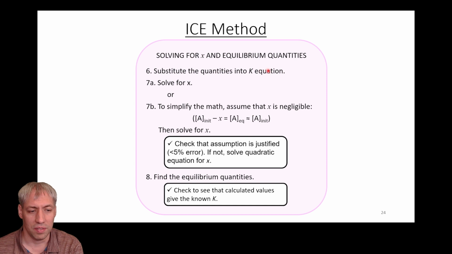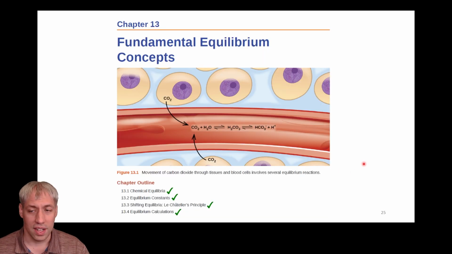And so you can substitute your values into the K equation and either solve for X directly, with simplified math or by using the quadratic equation, or you can simplify the math by saying X is negligible. If the concentration of A over K is greater than 400, then you can assume that X is negligible, and then you can solve for it that way. And you can recheck your math after that, and then you can find your equilibrium quantities. Once you have those equilibrium values, you can plug them back into the equation and see how close you are to the true value of K, and that tells you if you found that equilibrium condition. So yeah, that's equilibrium calculations.